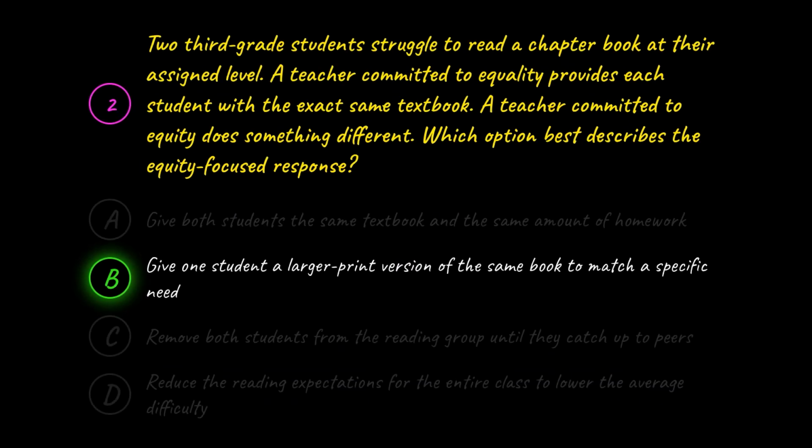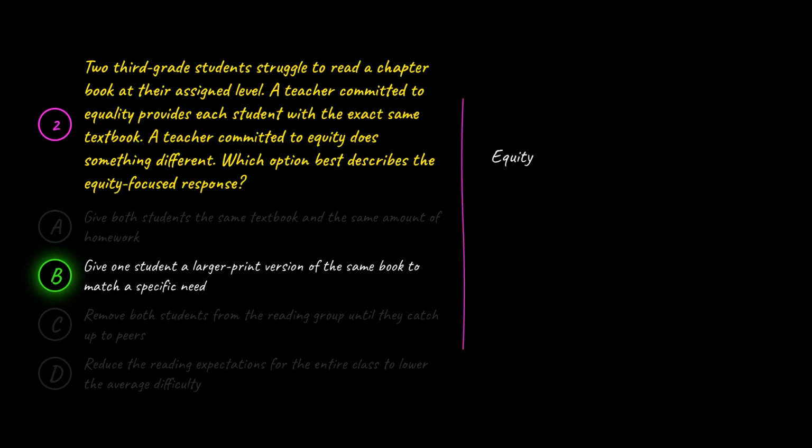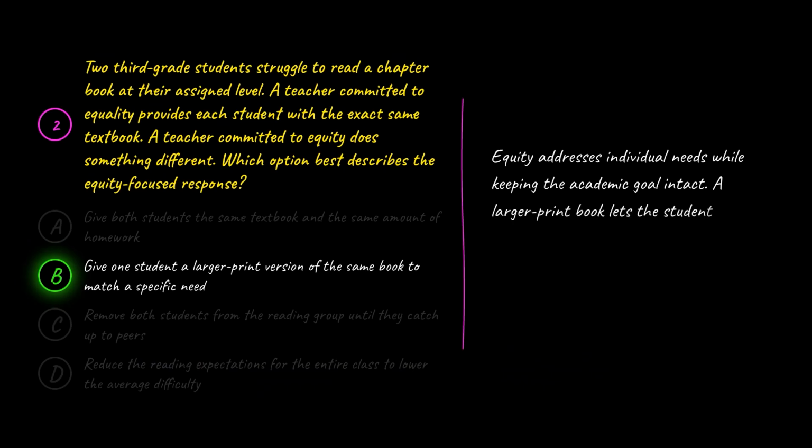The correct answer is B. Give one student a larger print version of the same book to match a specific need. B is correct because equity addresses individual needs while keeping the academic goal intact. A larger print book lets the student access the same content as peers without lowering the expectation, which is the defining feature of an equity response.